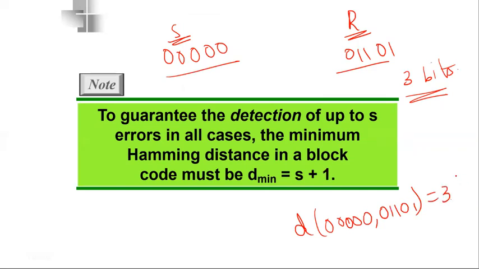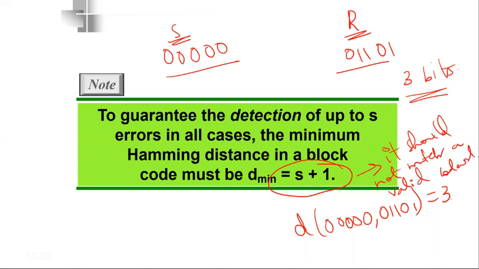Now, what should be the minimum distance for error detection? If we want to be able to detect up to S errors, then if S errors occur during the transmission, the Hamming distance between the sent code word and the received code word is S, right? So if our code is to detect up to S errors, the minimum distance should be S plus 1. Why are we saying it should be S plus 1? Because the received word should not match a valid code word.